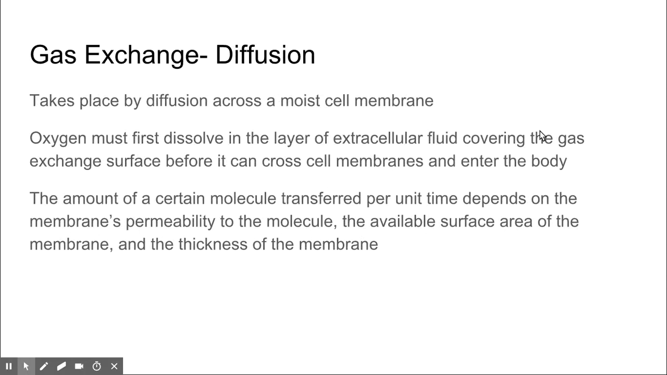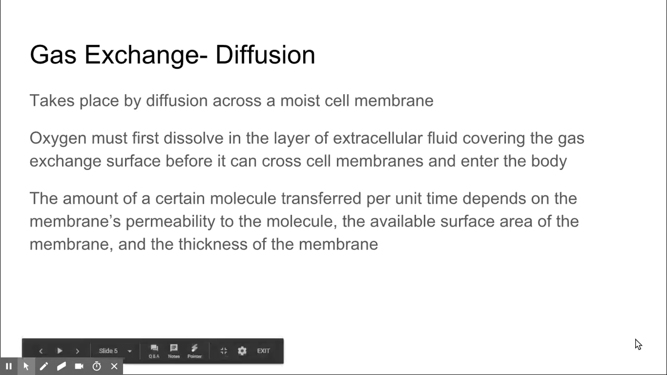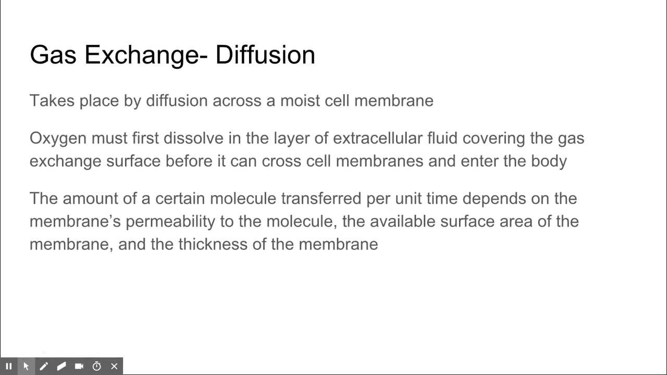And we've looked at diffusion previously, and we know that diffusion takes place best over small and thin surfaces, and the way in which it is maximized in the respiratory systems is through a moist cell membrane. And this cell membrane allows the oxygen to dissolve in the layer of extracellular fluid, and then it crosses the cell membrane and enters the body. The permeability of the membrane is increased because of the surface area of the membrane and also because of the thinness of the membrane. So this allows the oxygen that we must take into our body to be exchanged quite quickly.